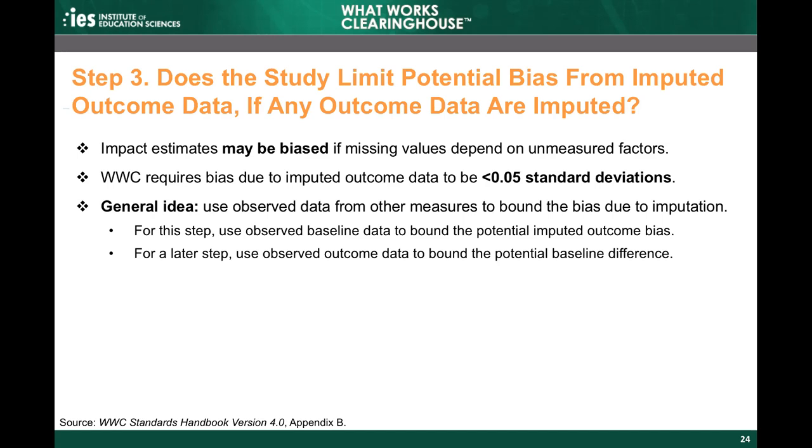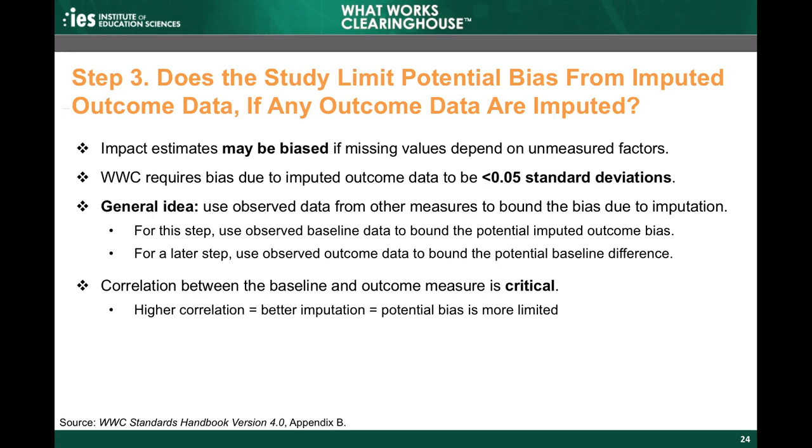We're using information that we know and making a reasonable set of assumptions to say what is a range of possible biases that these imputation methods could introduce. The correlation between the baseline and outcome measure is critical. The basic idea here is that the higher correlation that you have, the better of an imputation you have, and the more the potential bias is limited. Conversely, we can think about this in the opposite way. What about the case in which the correlation between the baseline and the outcome measure is 0?